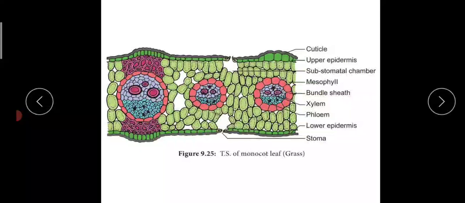And coming to the mesophyll. Mesophyll is differentiated into palisade and spongy in dicot, and there is no such differentiation in case of monocot. Bundle sheath extension is parenchymatous in dicot. Bundle sheath extension is there in monocot also, but it is sclerenchymatous. So these are the differences in anatomy regarding monocot and dicot leaves.